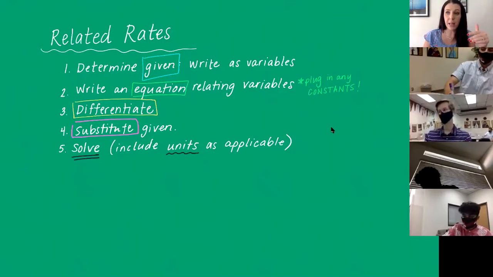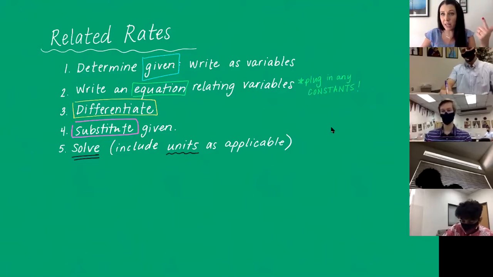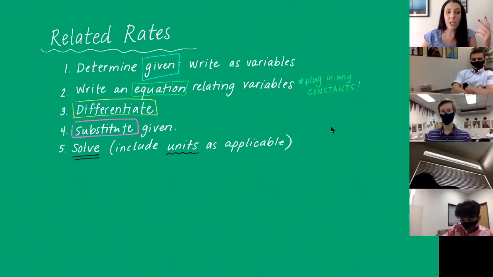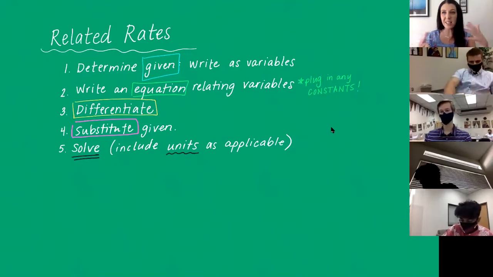And step 3 is take derivatives. So we're going to find our givens, write them as variables, write an equation relating those variables, plug in any values that are not changing, and then we're going to differentiate, which means take a derivative. Then after we take the derivative, that's when we're going to substitute all the other information in. So we're only substituting information in that is a constant at the beginning. Anything else that's changing gets plugged in after we take a derivative.